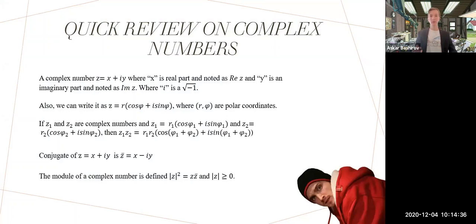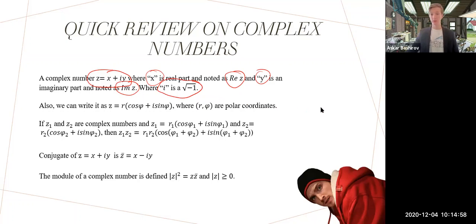So let's start with a quick review of complex numbers. As you know, a complex number z can be written this way, where x and y are real numbers, and x is called the real part and noted like this, and y is called the imaginary part and noted like this. And if you don't remember, i is just one of the square roots of -1.